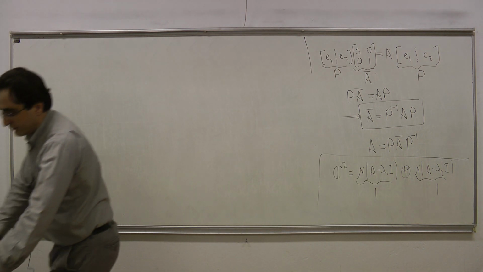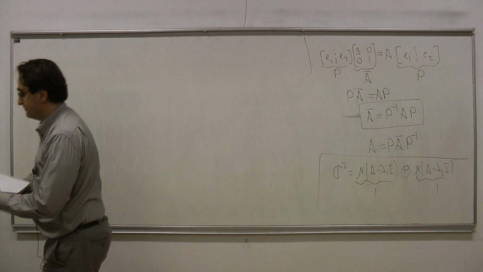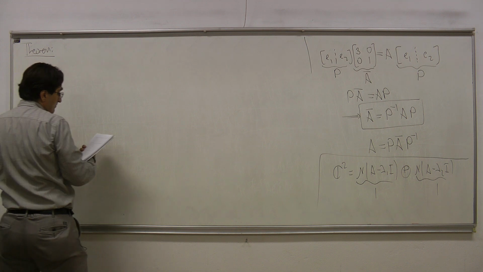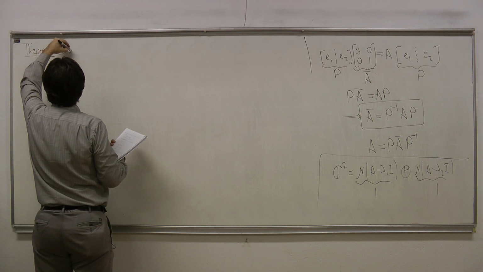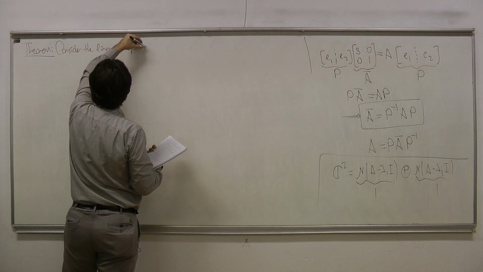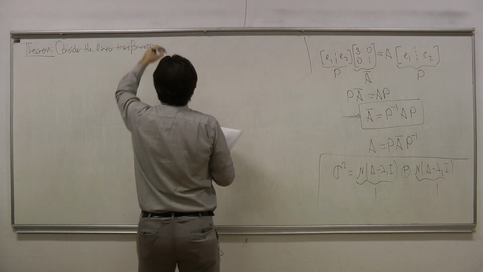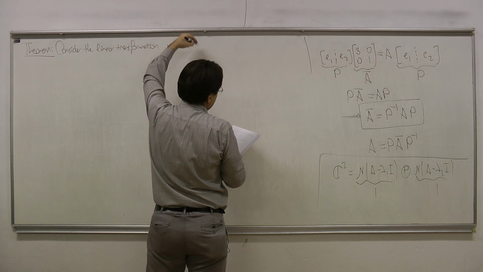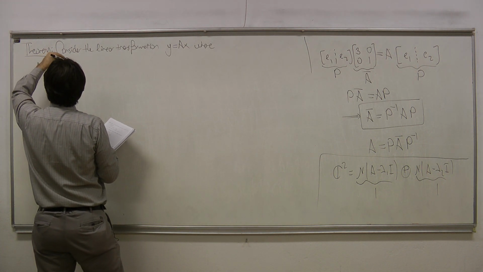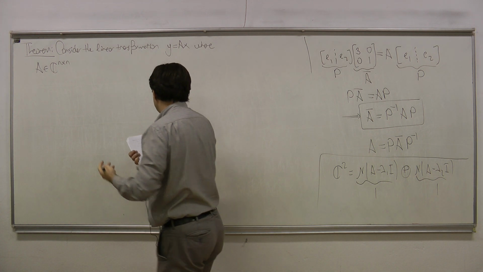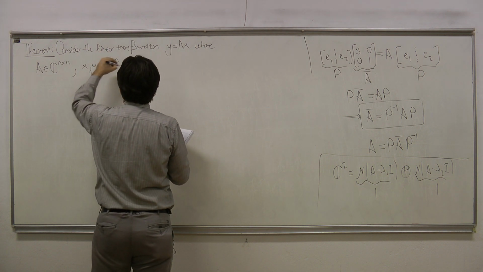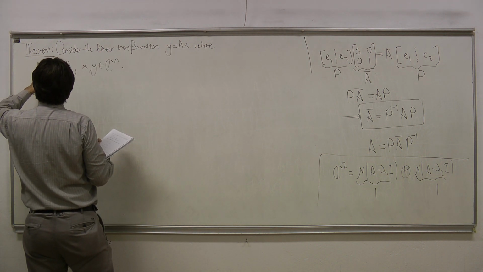So let us now write this generalization as a theorem. Consider the linear transformation y is equal to Ax, where A is in C^(n by n). In the earlier case, n was 2, and x and y are in C^n.